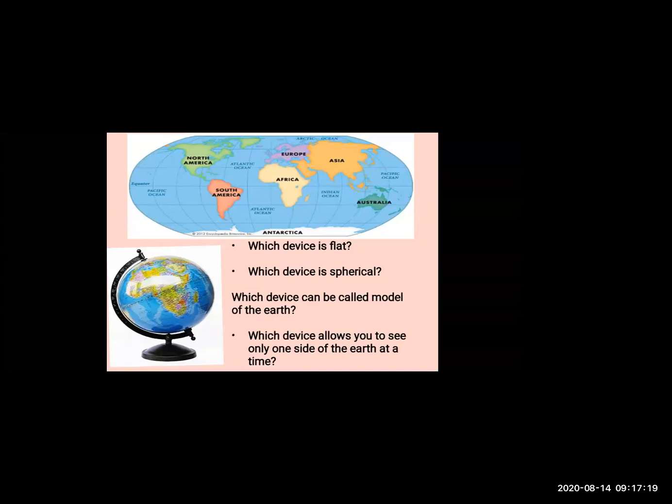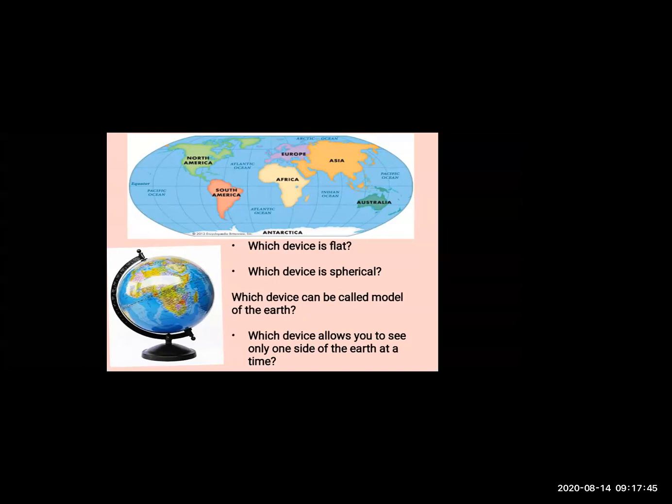Globe. Okay, very good, beta. The globe is a device that can be called a model of the earth. Okay, next question, which device allows you to see only one side of the earth at a time? When we see the device, which device allows us to see only one side of the earth at a time?